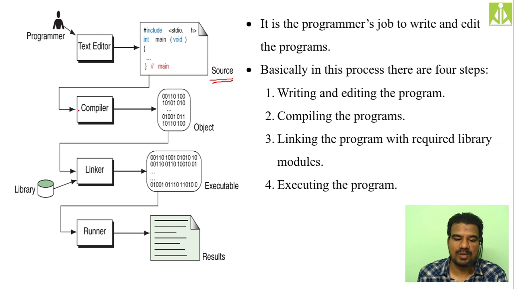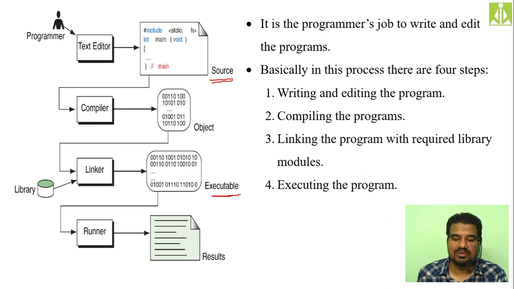You can see this arrow mark as an input to the compiler, and the compiler is converting that source program into object code. This is source code and this is object code. That object code is in turn given to the linker, and that linker is taking the help of library modules. By adding those library modules, this linker is converting that object code into executable code.